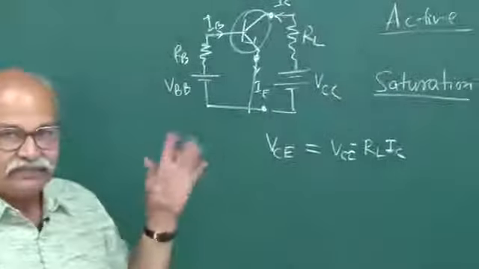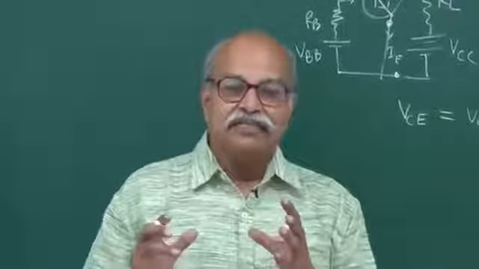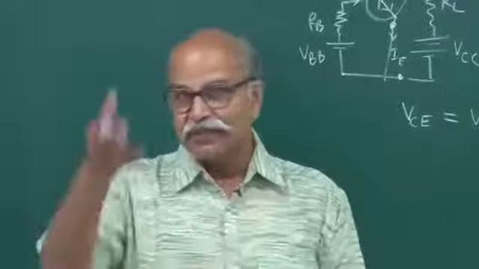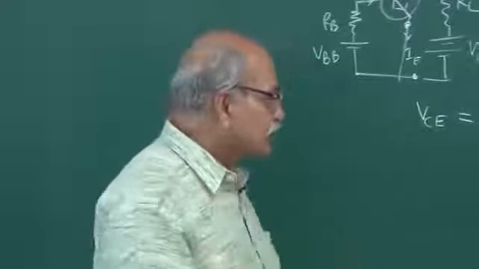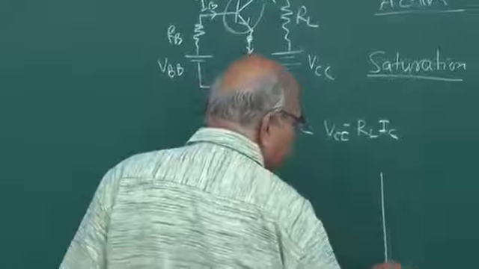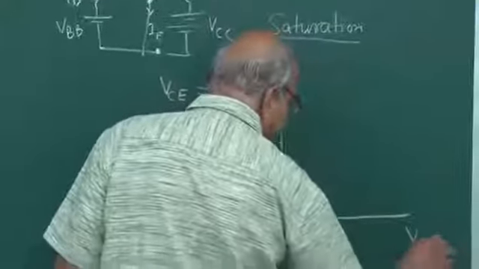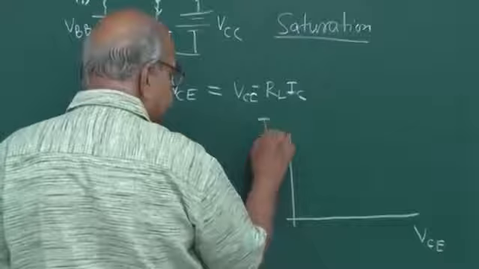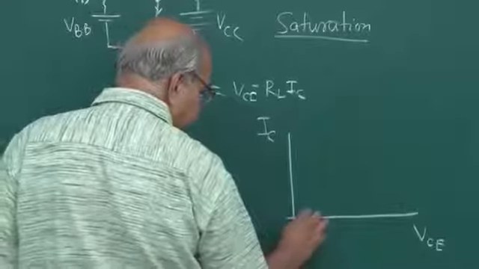So these three regions we talked about. Then we talked of the input characteristics, which is a very simple IV characteristic, and then the output characteristics, which are very important. So in output characteristics, we have this VCE and we have this IC, and then we saw that the characteristics are of this type.